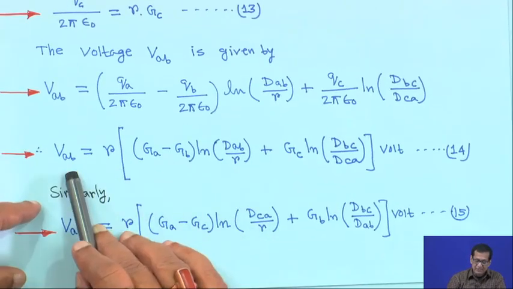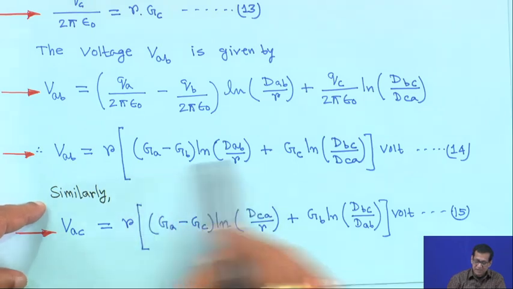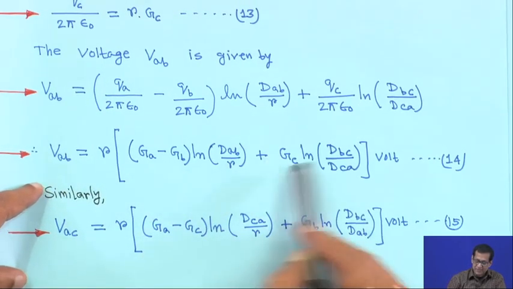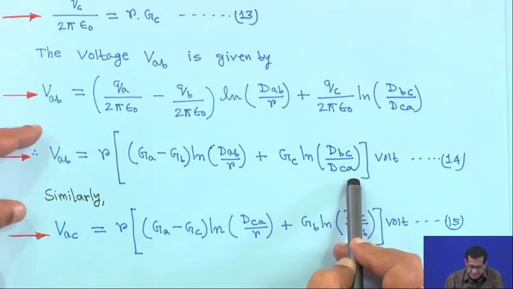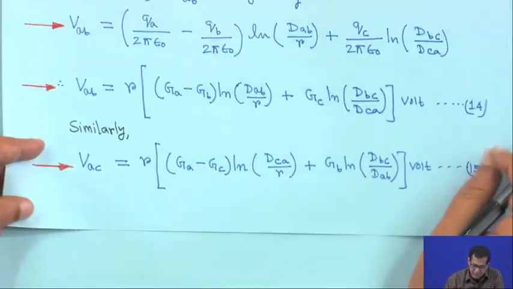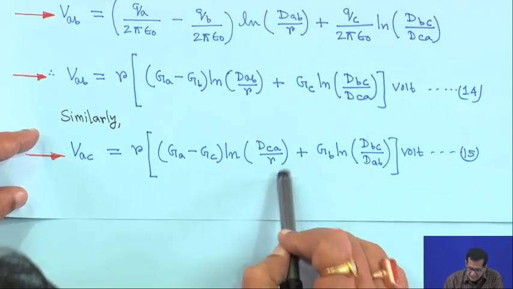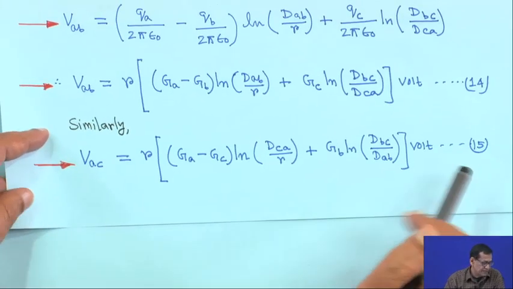Look, VAB is there, R is there. So GA minus GB ln DAB upon R, and the other thing is the phase C. So that is this VAB actually. So the first phase is GC ln DBC upon DCA. And similarly for VAC you can write R into GA minus GC ln DCA upon R plus GB ln DBC upon DAB, this is in volts.